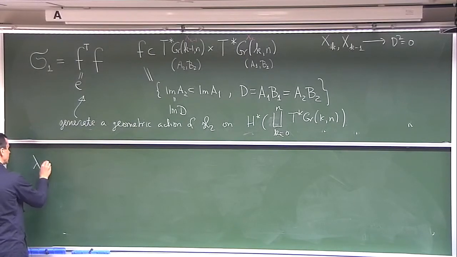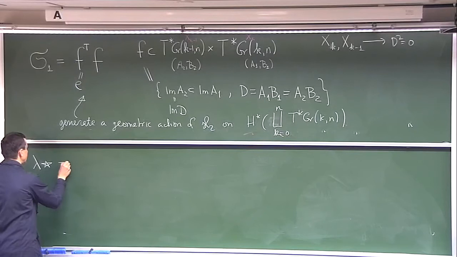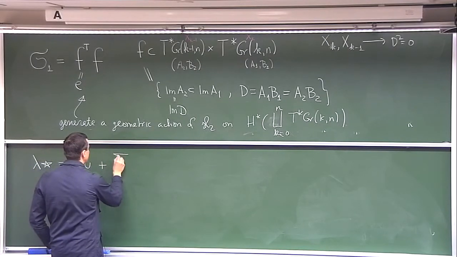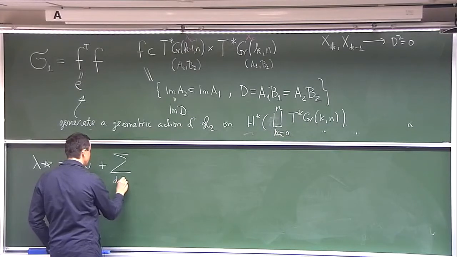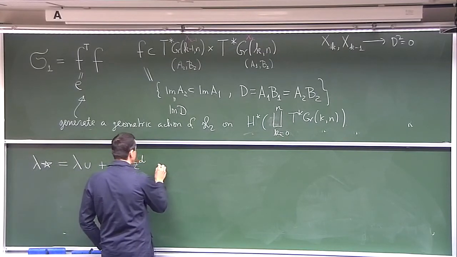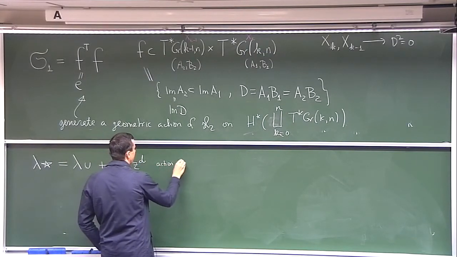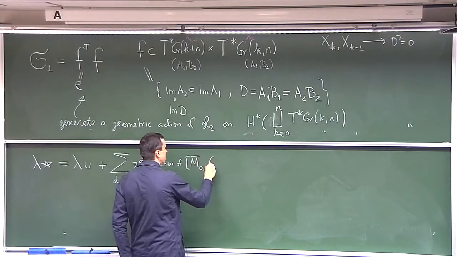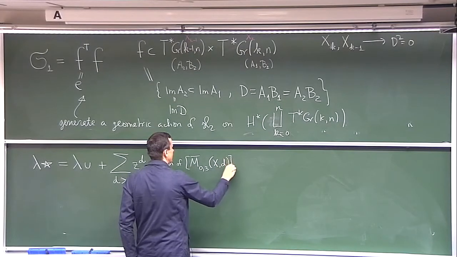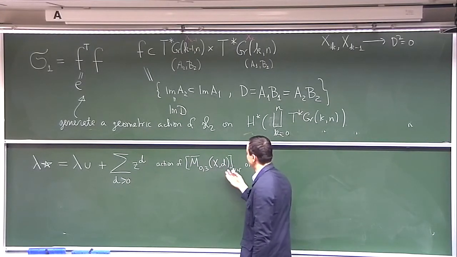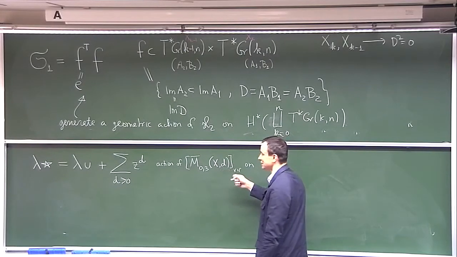So the quantum product is an operator in, say, the cohomology of X. So it starts with the cup product. And then there's a term for all non-zero degrees, z to the d. And then comes a defined operator. So then we take the action of M03 bar of X, d, virtual one. Sorry, this is a mixture of formulas and English words, since I don't think I defined the notion of this correspondence.